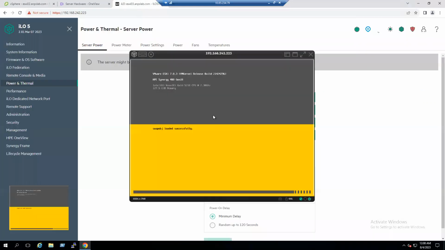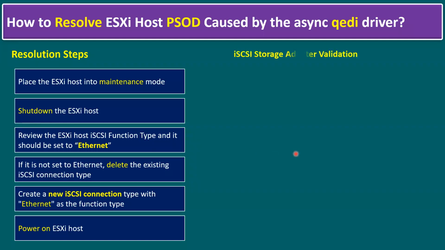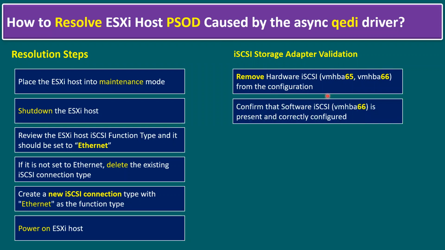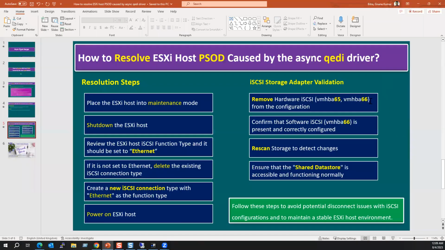So the host reboot is still in progress. In the meantime, let me cover the validation steps from this slide. Same steps I highlighted here, what we are going to verify. iSCSI storage adapter validation: remove hardware iSCSI VMHBA 65 and 66 from the configuration. So this one we already performed. Sorry, there is a typo. The adapter type is 64 and 65. Sorry for the typo.